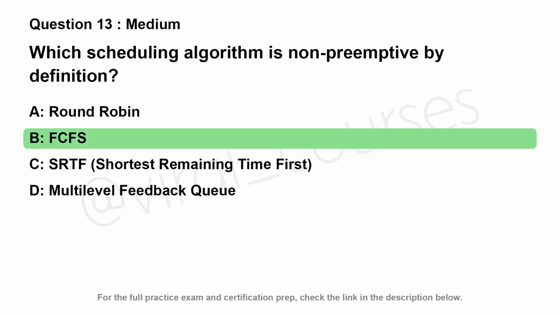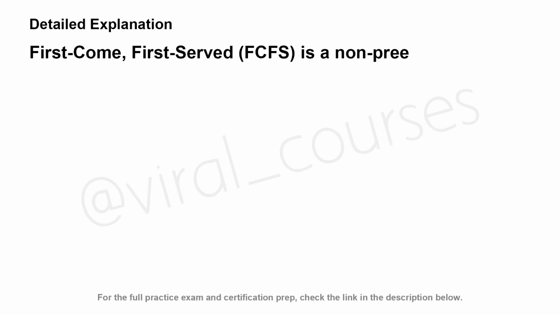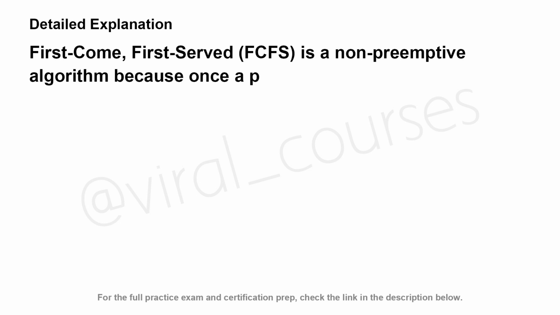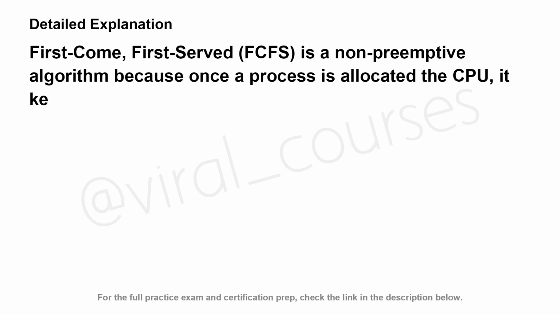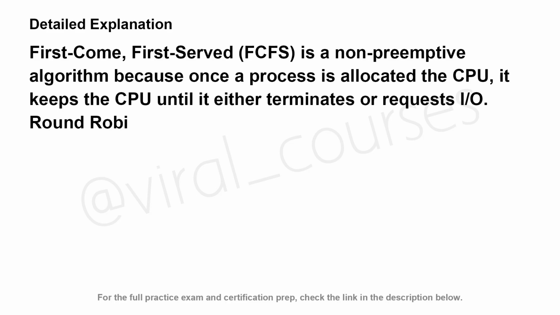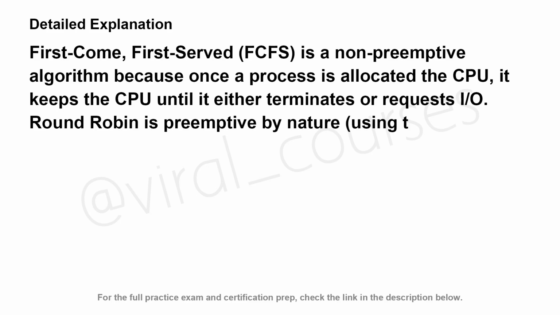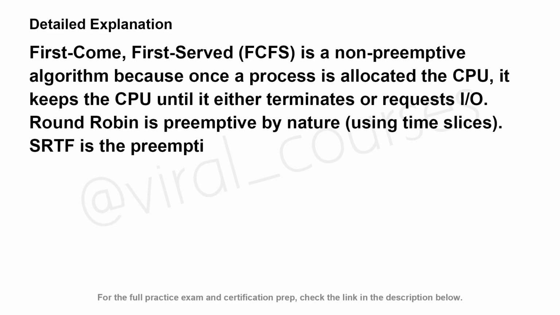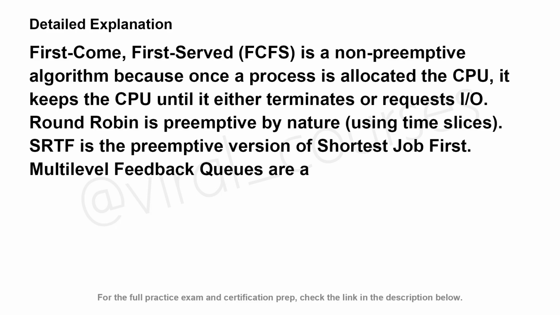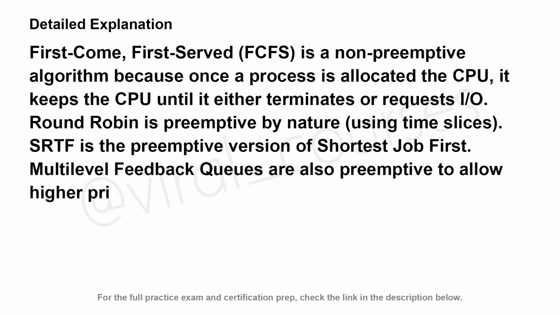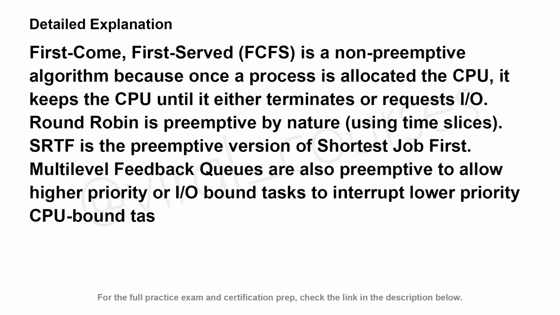The correct answer is B. First come, first served. FCFS is a non-preemptive algorithm because once a process is allocated the CPU, it keeps the CPU until it either terminates or requests I/O. Round robin is preemptive by nature, using time slices. SRTF is the preemptive version of shortest job first. Multi-level feedback queues are also preemptive, to allow higher priority or I/O-bound tasks to interrupt lower priority CPU-bound tasks.